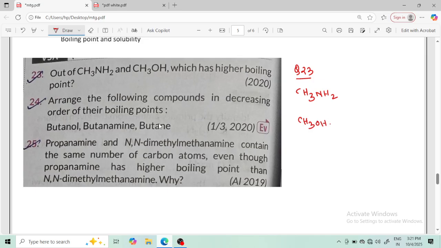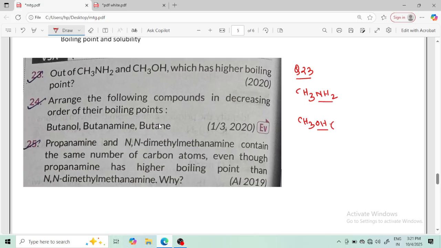Now whenever a boiling point question comes from amine, you have to ask yourself whether both the molecules that are given have the same functional group or not. If they have different functional groups, then the rule to solve them is different, and if they have the same functional group, like all the molecules are amines, then it is different, right? So here I can clearly see that they have different functional groups, so I'll be using the second rule that I have explained.